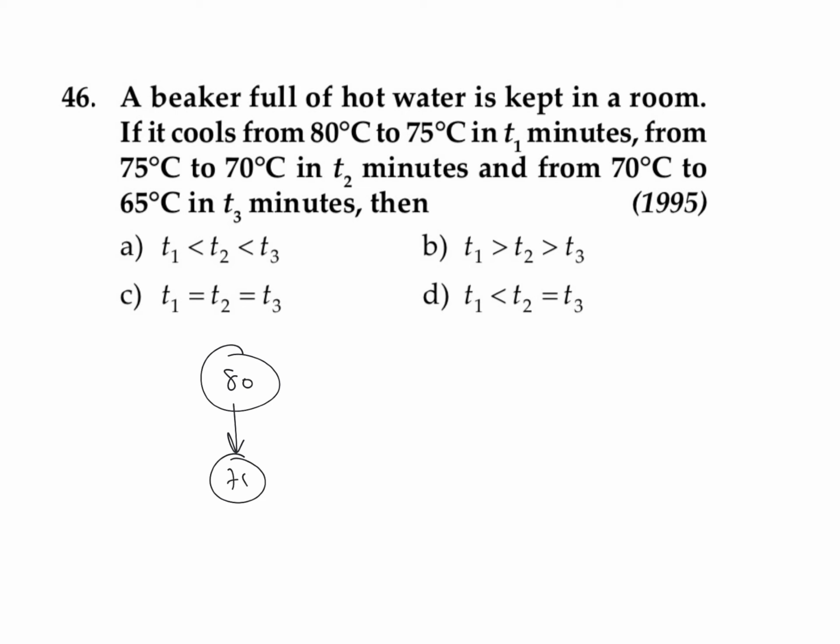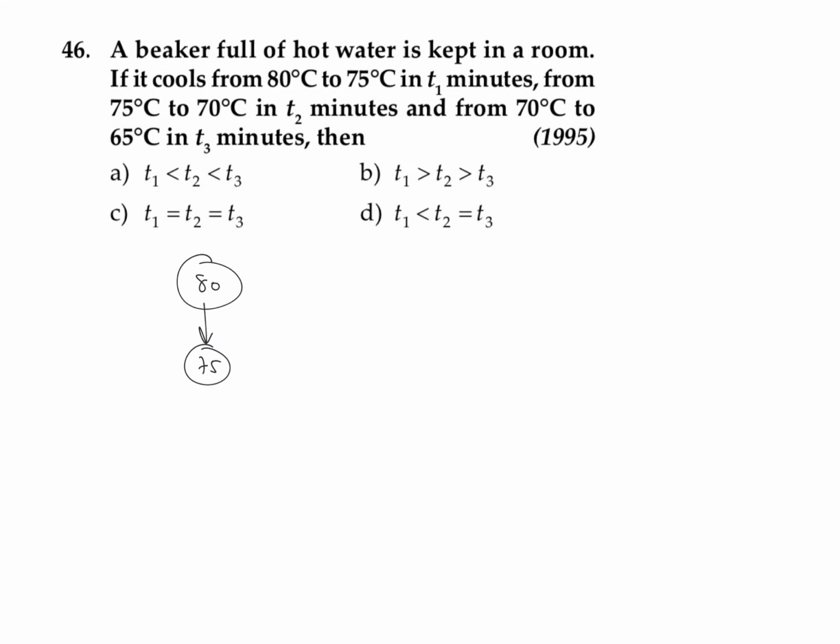Like in the first case it is changing from 80 to 75, so the difference in temperature is 5. And in the second situation it is changing from 75 to 70, so the difference in temperature is again the same. But we know that according to Newton's law of cooling, the rate at which the cooling is happening is directly proportional to the difference in temperature, the temperature of the object minus the temperature of the surrounding.